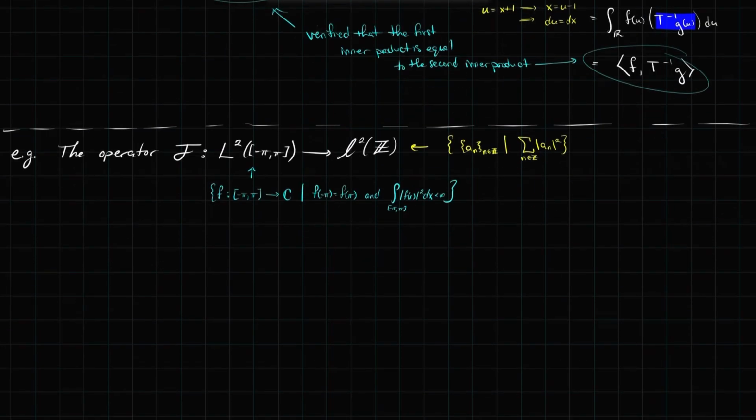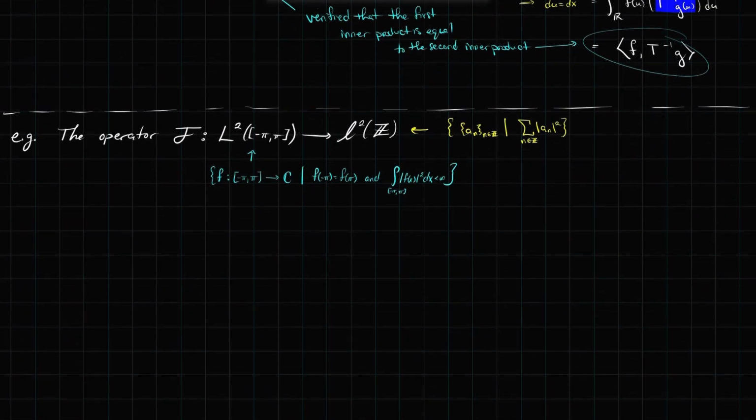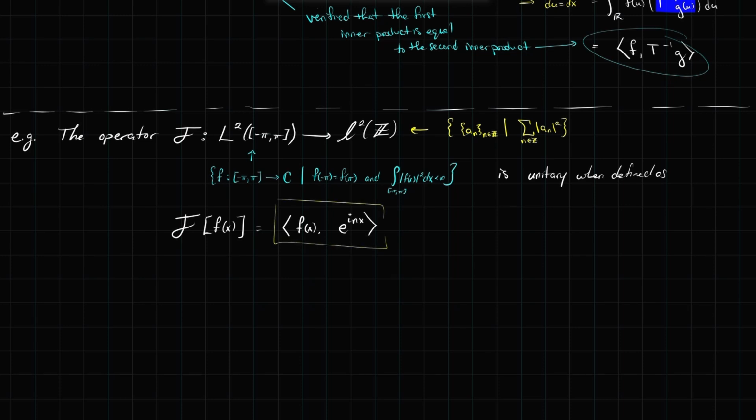So the operator between those two spaces is unitary when defined as, if I take this operator and act it on a function of x, what I get out of it, I'm going to compute by the inner product of f of x against e to the i n x. These are the Fourier coefficients from way back. So you can go all the way back to the Fourier series video and verify that these are Fourier coefficients.